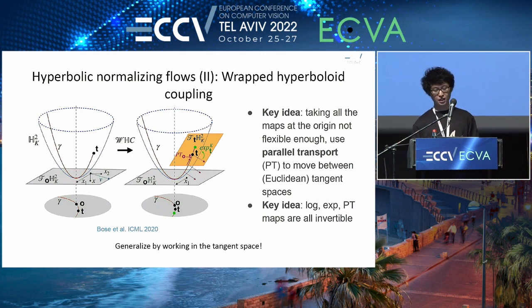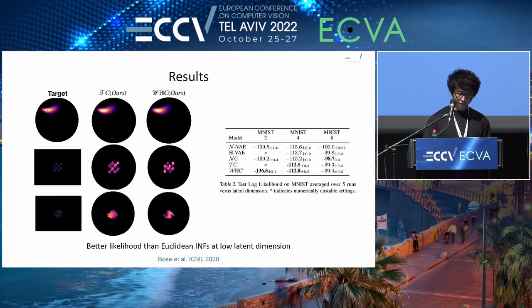The other key idea is that it turns out these logarithmic, exponential, and parallel transport maps are all invertible. So we can still use the change of variables equation to calculate the densities at each step. And we see some results. It turns out this more flexible approach, where we choose where the exponential map and logarithmic map are applied, works better, both qualitatively and numerically.